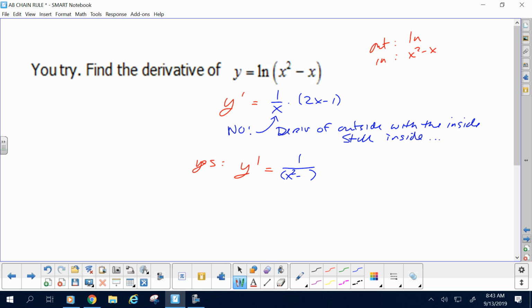X squared minus x. The derivative of the log is 1 over what was inside before, 1 over x squared minus x. Then times the derivative of the inside, 2x minus 1. That's what your derivative is to look.